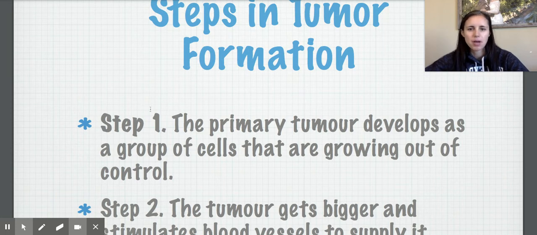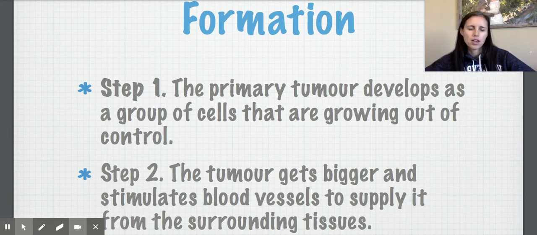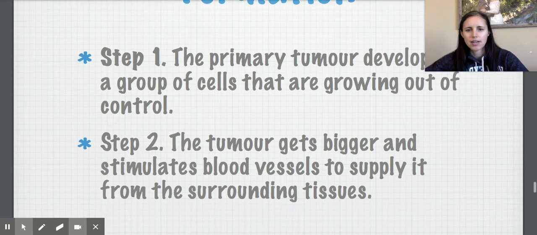So the first step of tumor formation is the primary tumor develops a group of cells that are growing out of control. So essentially you have a group of cells that are growing out of control. They develop and they start to congregate together. Typically at this point, you don't necessarily realize any changes in your body. You probably don't have any symptoms of cancer at this point. You're probably not going to recognize it.